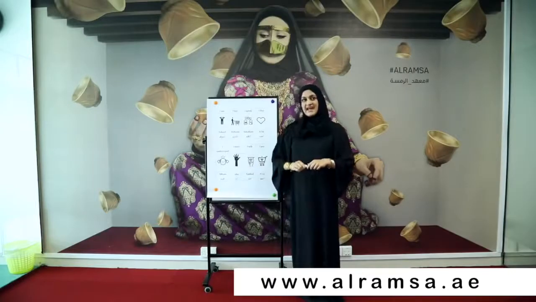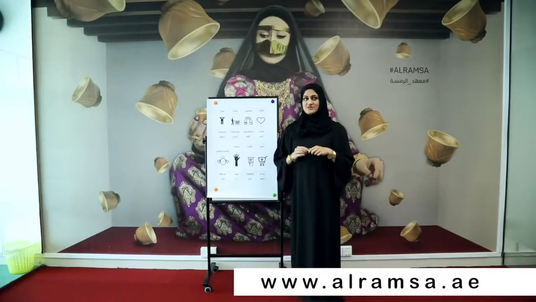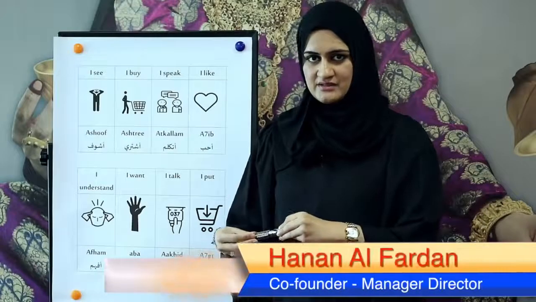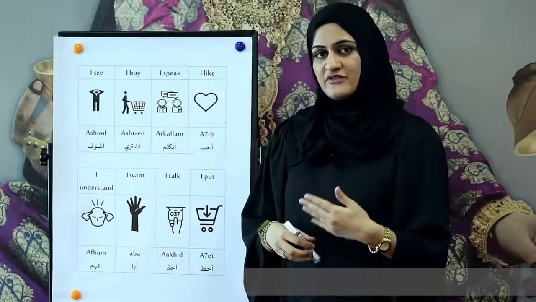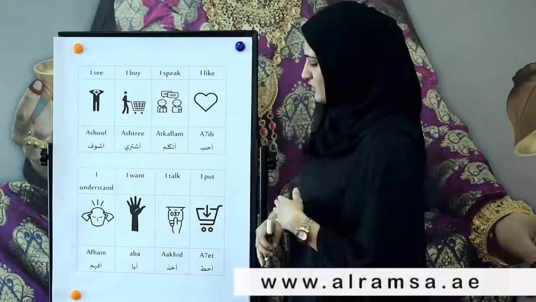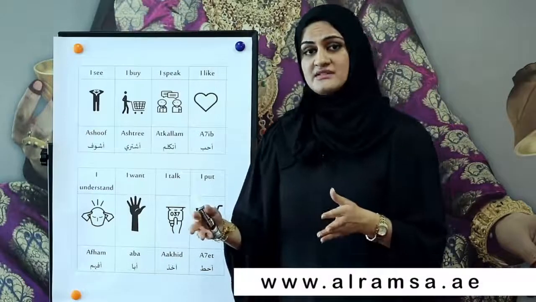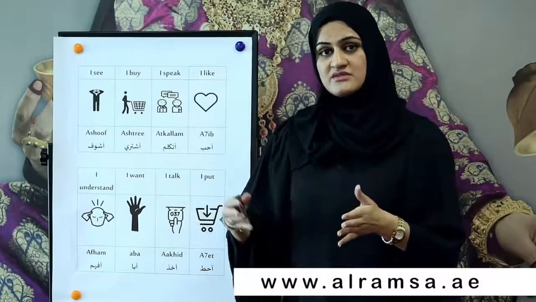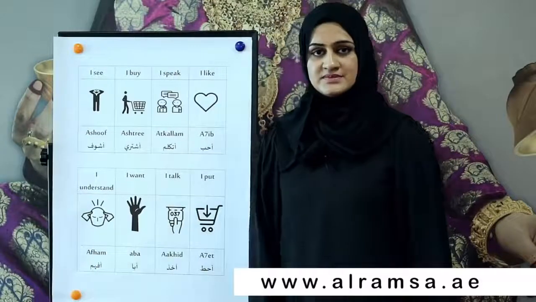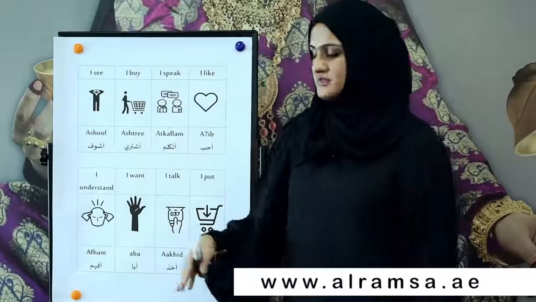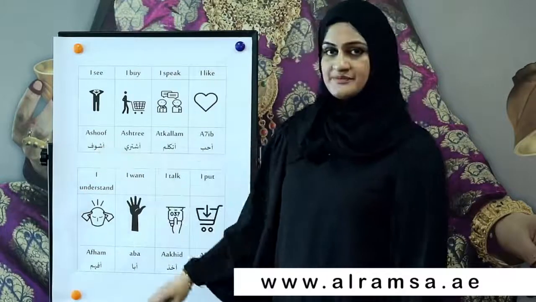I understand. أفهم. So if I want to say I understand Arabic, أفهم عربي. Or أفهم إنجليزي. Or if you want to say I want to understand, it's two verbs in English. You can use the same thing in Arabic in a very simple way. You can just say أبا أفهم. I want to understand. If you want to say I want to watch or I want to see, أبا أشوف.